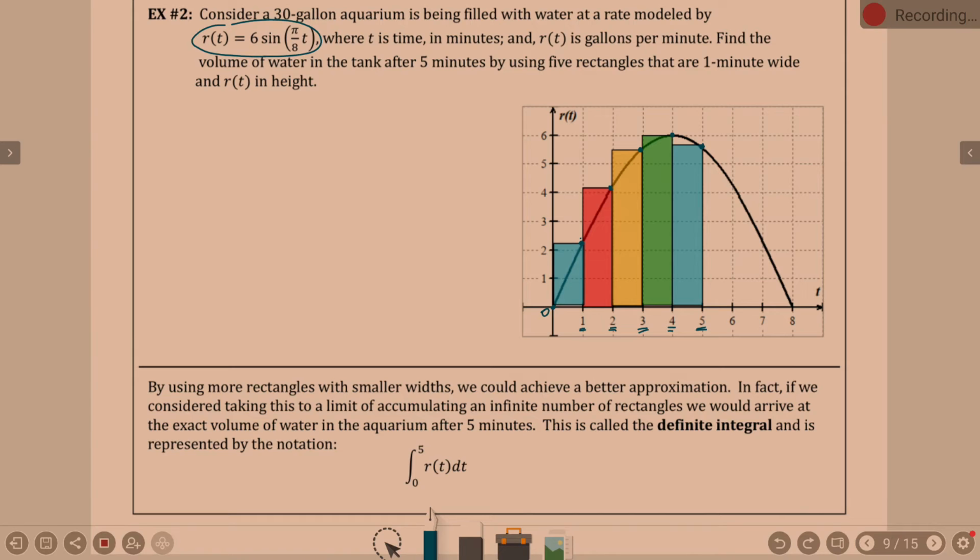I'm going to set up a chart to get our information here. What t values am I going to have to plug in? I'm going to use t values of 1, 2, 3, 4, 5. I don't need 0 because I don't have a rectangle at time 0. Then we plug those into the function, so this is where you set it up in your calculator: 6 times sine of pi over 8 times whatever t is.